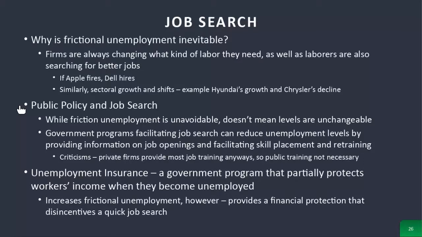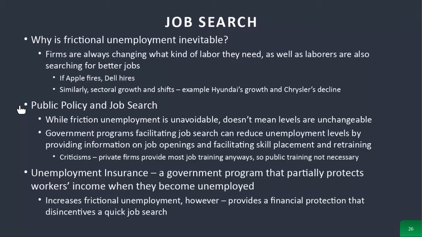Similarly, sectoral growth and shifts. Example, Hyundai's growth and Chrysler's decline has led to a shift. So as Chrysler in Detroit is on the decline, Hyundai is growing in Hyundai's factories in the United States. For example, there's a Kia factory in southern Georgia, and Kia is owned by Hyundai. Those plants are hiring while jobs are being lost in other areas. So these sectoral growths and shifts, there are aspects of this structural unemployment where people are moving to other places and moving to other jobs.